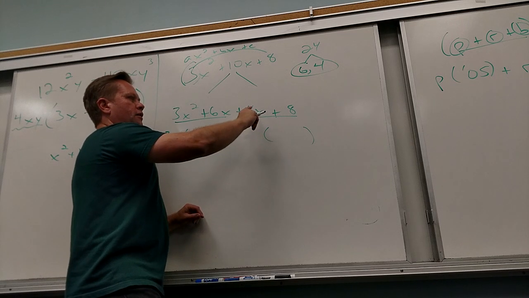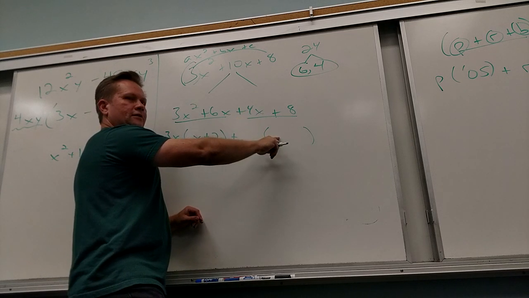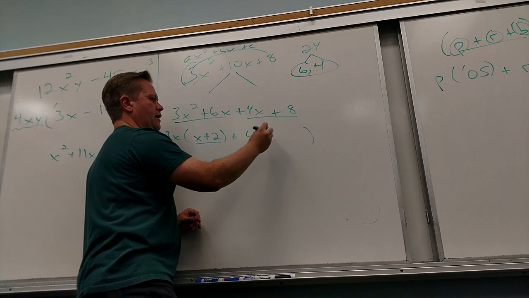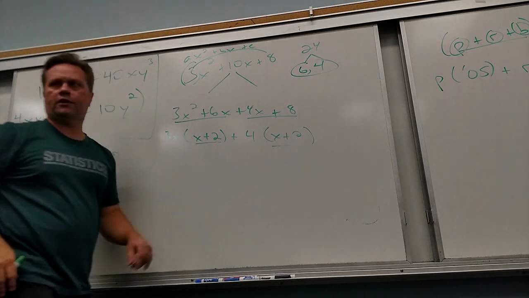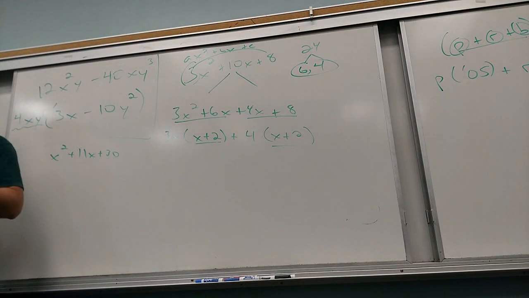Got a clue. What comes out of here to make this an X? 4. And of course 4 coming out of 8 makes it 2. Thank God. That means I'm on the right track. Yes, sir. And you said you don't have to write them in any specific order.